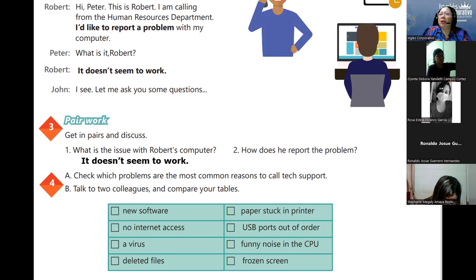Do you use an iPod? Do you use a tablet? What do you use? The telephones. The telephones, exactly. And we use also mobile phones too, right? Mobile phones. And maybe we can have any trouble with these devices, right? Okay, people. So this is the way to report a problem.